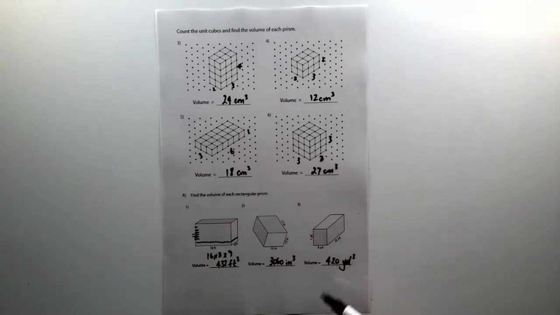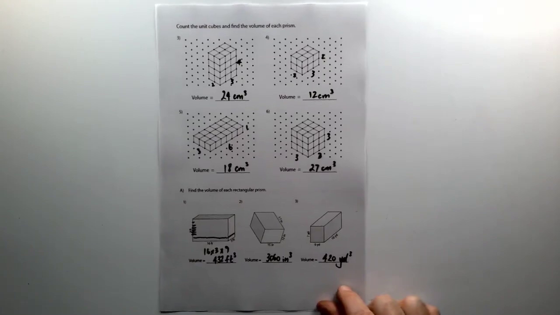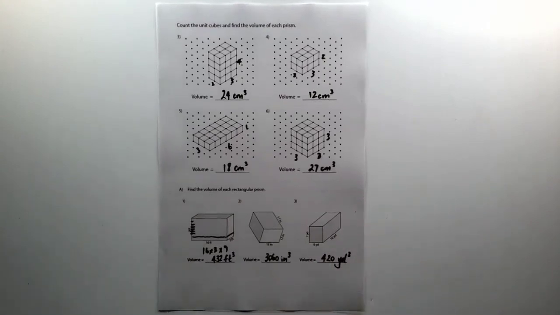So we've used some imperial measurements there because these sheets are made up, or some of these sheets are made up in the United States.